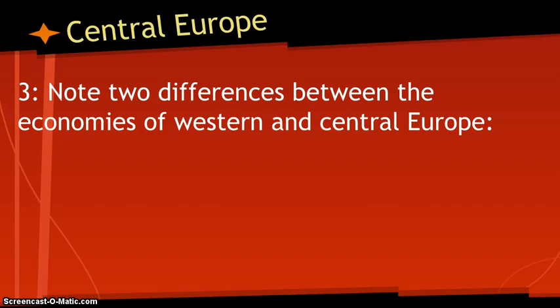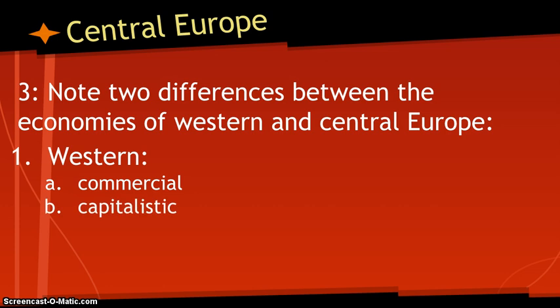All right, we're moving into the second box now. That's called Central Europe. Question 3 says, note two differences between the economies of Western and Central Europe. I've outlined them here for you. First of all, in Western Europe, they had two things happening. They had a commercial revolution, and they were becoming more capitalistic.